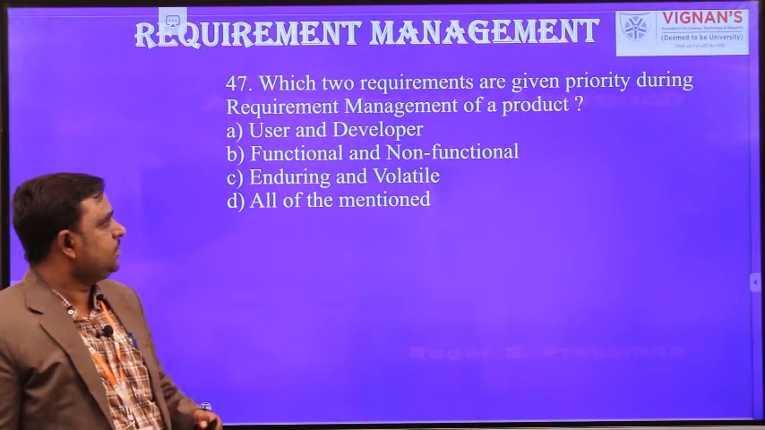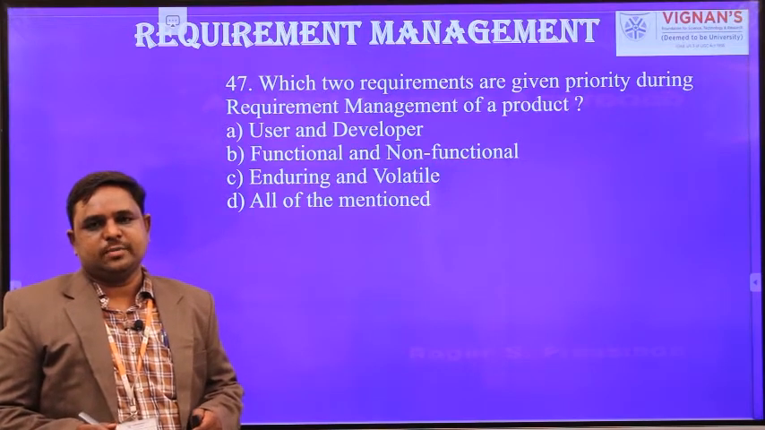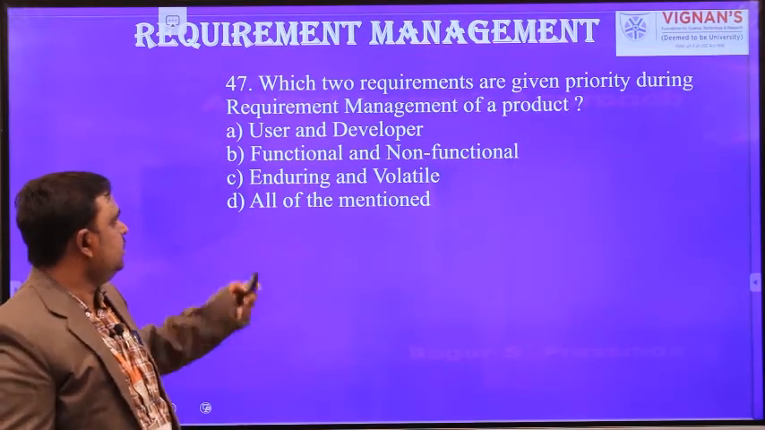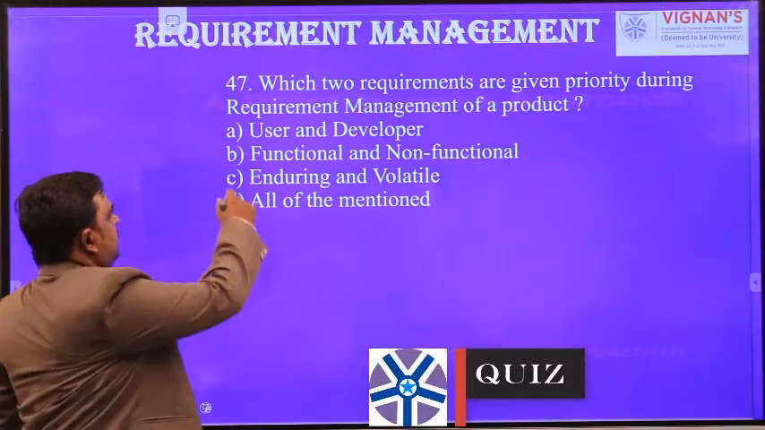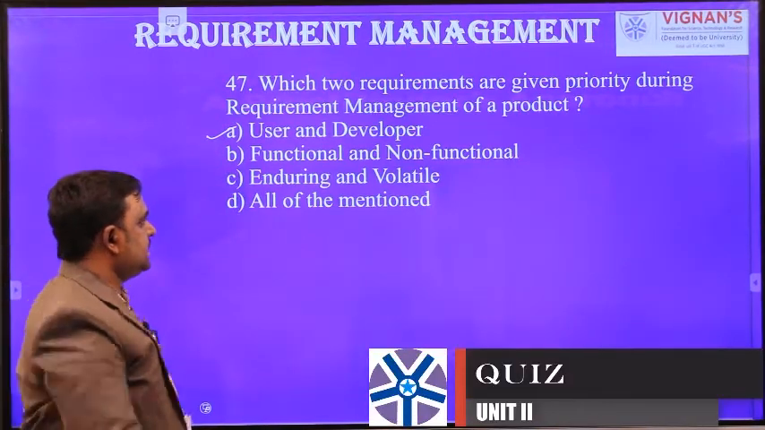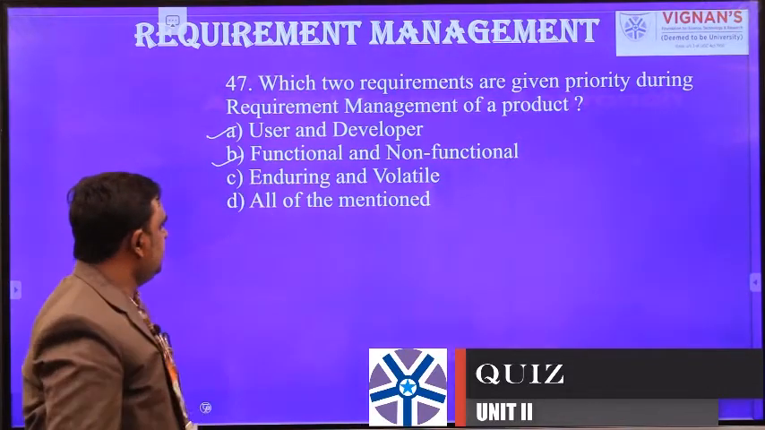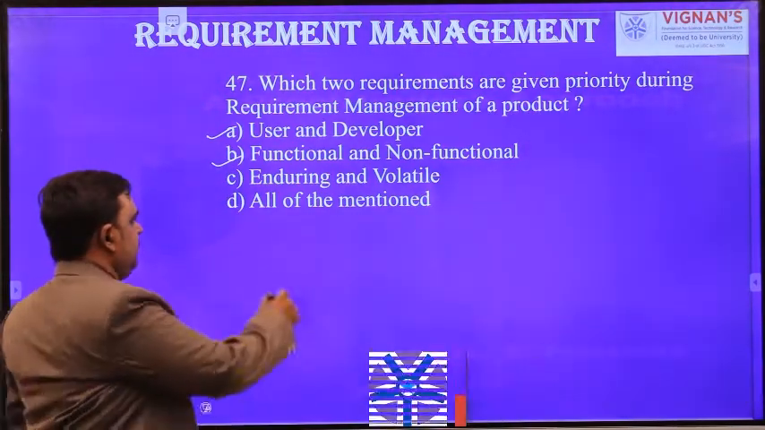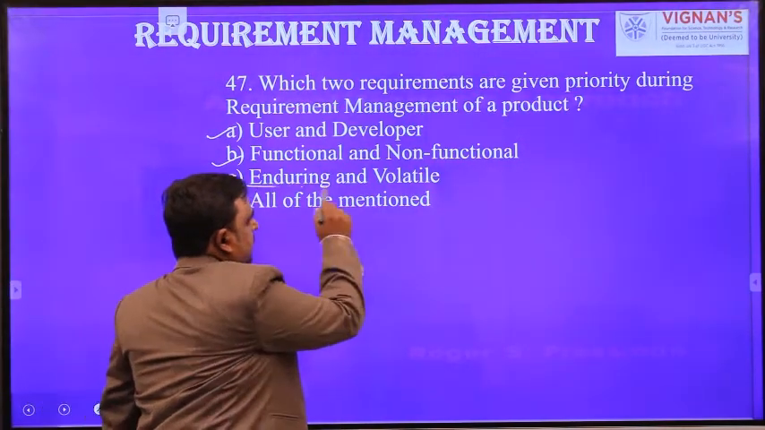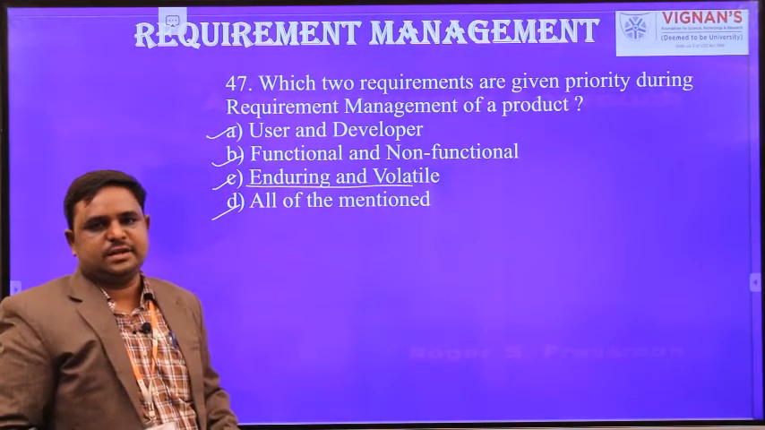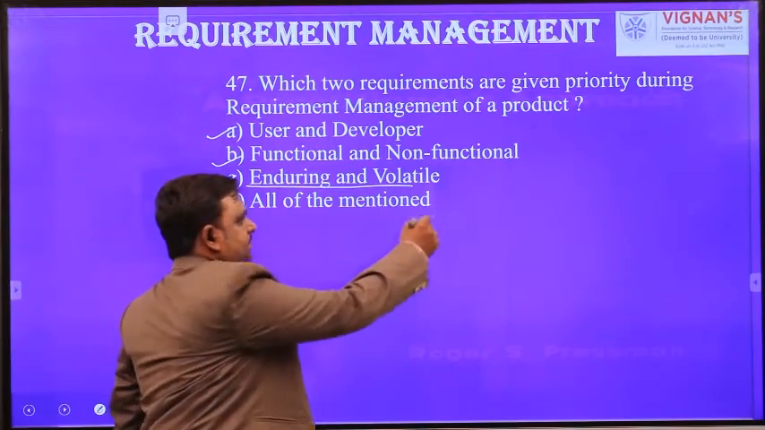Question: which two requirements are given priority during requirements management of a product? First one, user and developer. Next, functional and non-functional. Next, enduring and volatile, and all the mentioned. So the answer is C, that is enduring and volatile.